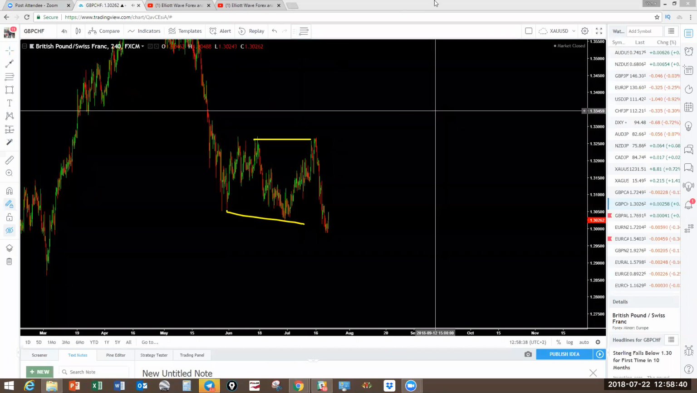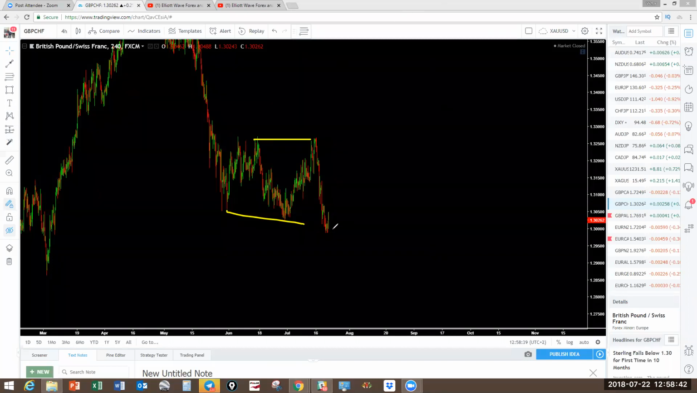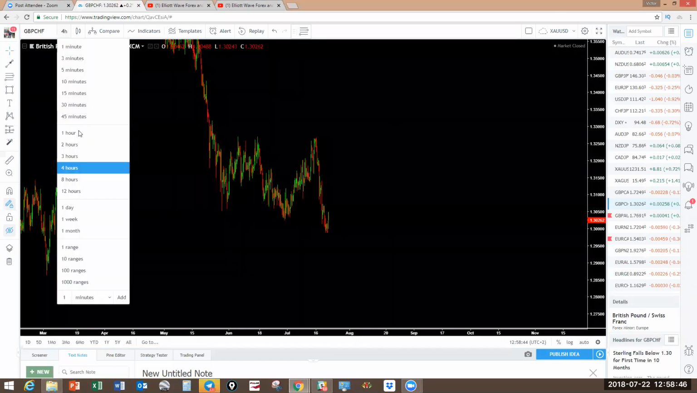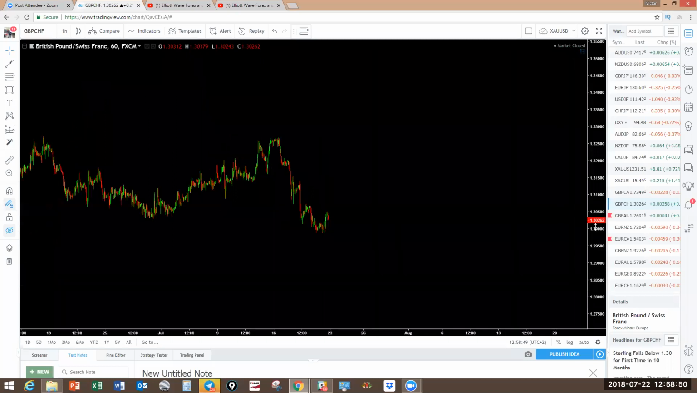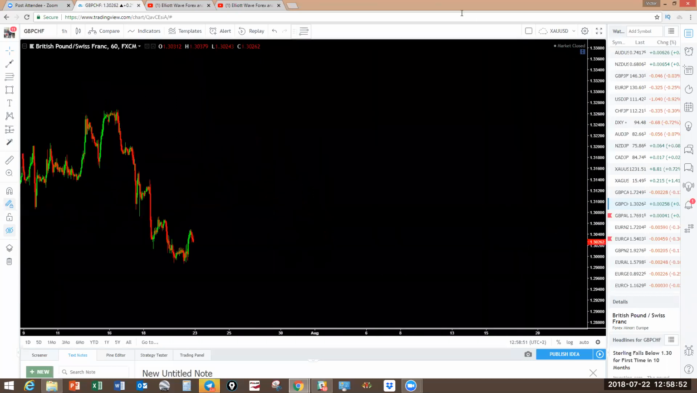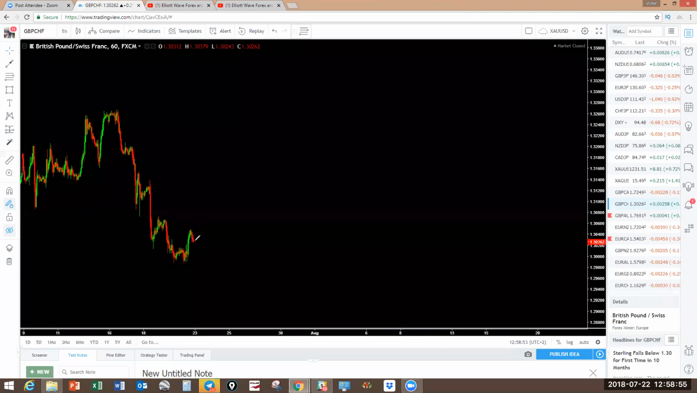All right, so Pound Swiss, look out for this corrective structure here. On the 1 hour, let's see. Nothing convincing us yet. You've got a pulse. It could come back for this one down there and you keep going down. That's what you're looking for. You are looking for a corrective structure here. So it can do 1, 2, 3 and go.